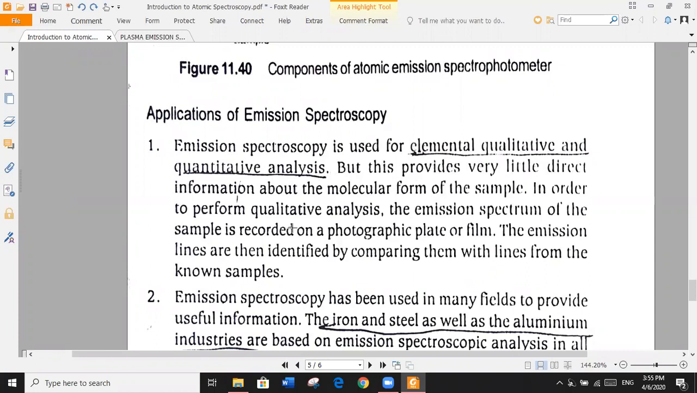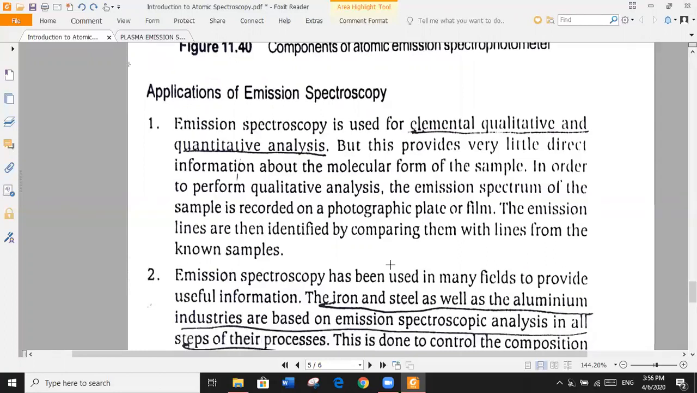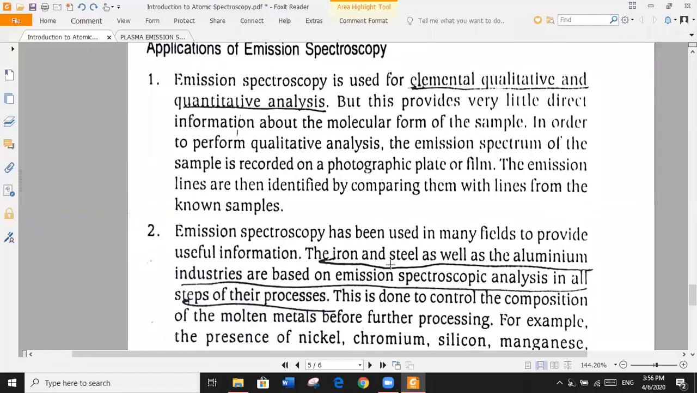In order to perform qualitative analysis, the emission spectrum of the sample is recorded on a photographic plate or film. The emission lines are then identified by comparing them with the lines from the known sample. Standard samples are also used to recognize the element or a spectral line. Emission spectroscopy has been used in many fields to provide useful information.